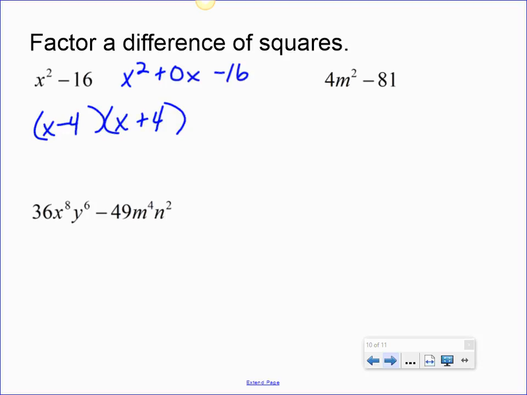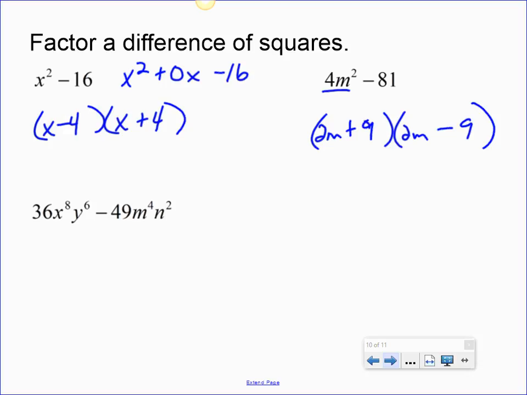If I looked at the second one, 4m squared. Well, how did I get a 4m squared? Well, a 2m and a 2m. How do I get a -81? Well, if you think of a perfect square, the square root of an 81 is a 9. So it would be simply plus a 9 and minus a 9.